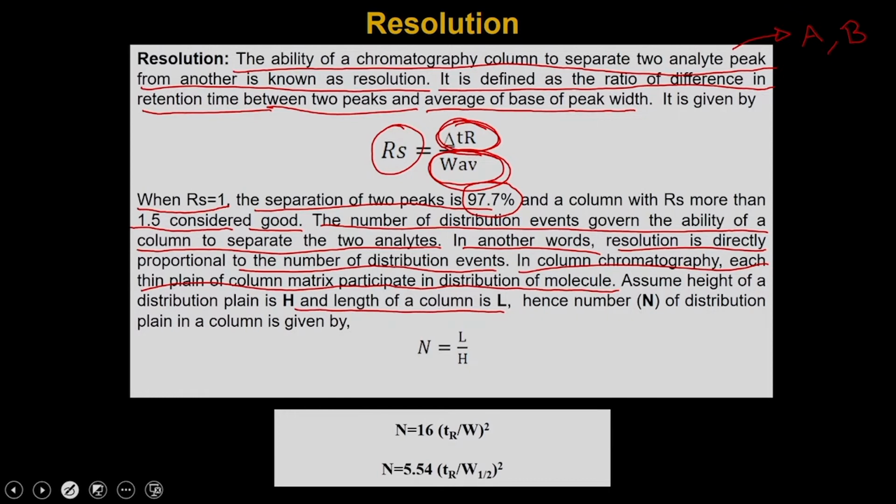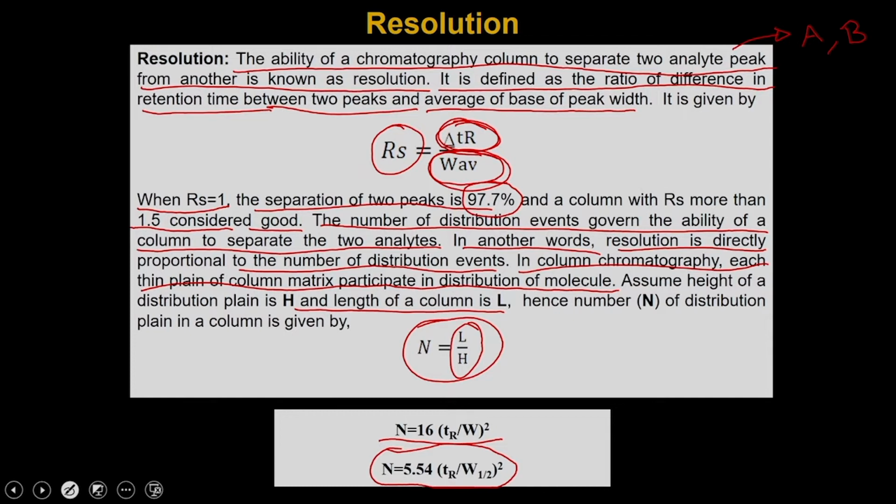If that is the case, the number of distribution planes is going to be equivalent to the length divided by the diameter of the individual beads, which means that many beads are going to be present in the column, and n is directly proportional to 16 (tR/W) whole squared, or n is directly proportional to 5.54 (tR/W average) whole squared.